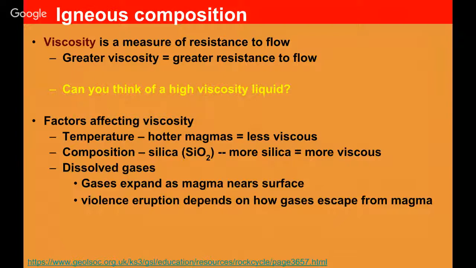So viscosity is a measure of resistance to flow, right? And a magma with higher viscosity has a higher resistance to flow. And that resistance to flow can be affected by temperature. Think of warming up honey before you pour it. Makes it less resistant to flow, right? It reduces its viscosity. Adding more silica will make your magma more viscous. It's like adding more sugar to your molasses. It makes it more viscous.